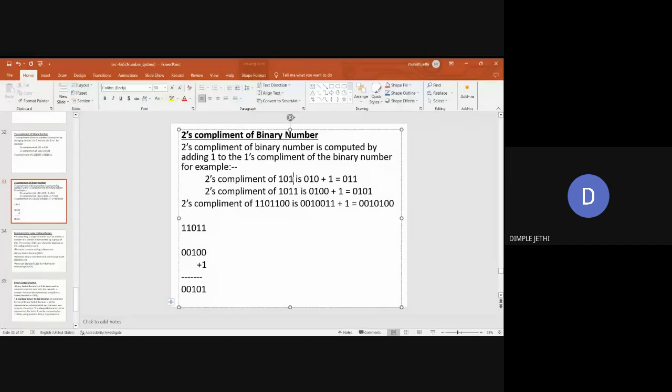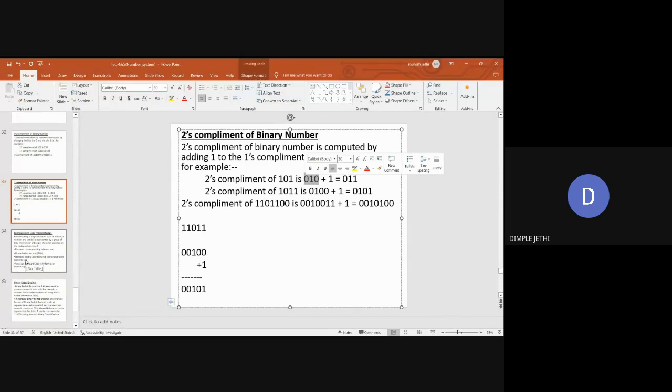Suppose this is 101. So first I will write its ones complement. This will be 0, 1, 0. Then I will add 1 to it. So 0 plus 1 is 1, then 1, then 0, like we do in binary addition. So this gives you the two's complement.